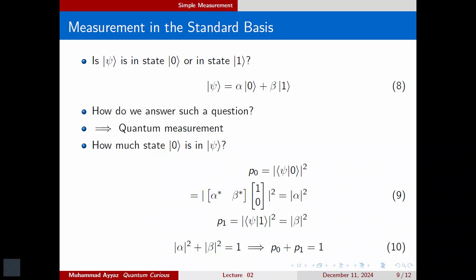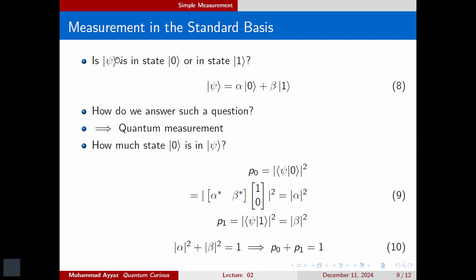So measuring psi could give us the state 0 or state 1. But the state vector psi is quite different from our classical intuition. It is neither in state 0 nor in state 1. It is a superposition of state 0 and state 1. So how can we answer this type of question?